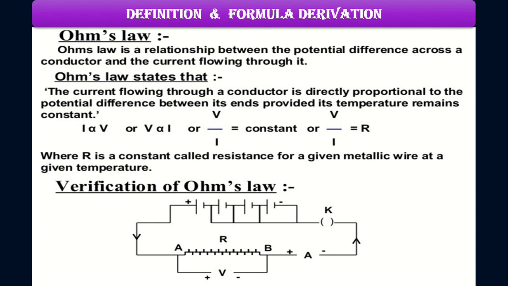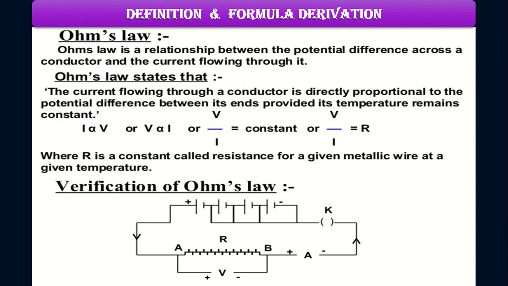So Ohm's law is the relationship between the potential difference across a conductor and the current flowing through it. What it states is that the current flowing through a conductor is directly proportional to the potential difference between its ends, provided its temperature remains constant. We can write it in proportionality form, that is, V is directly proportional to I.